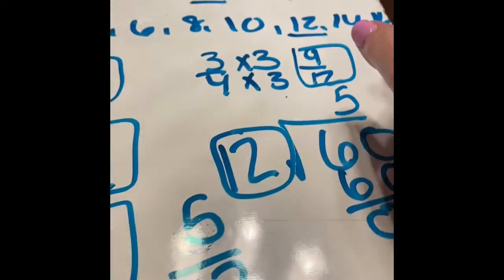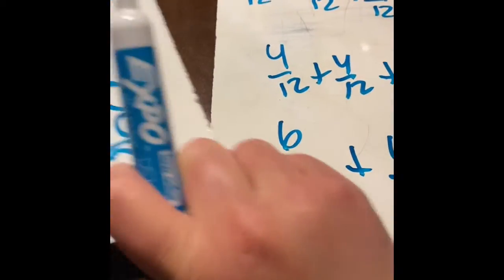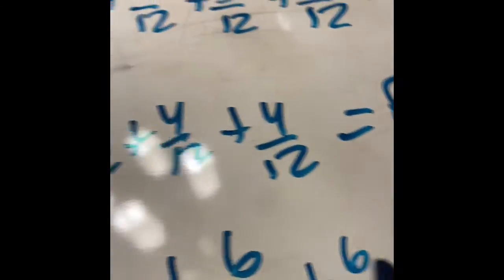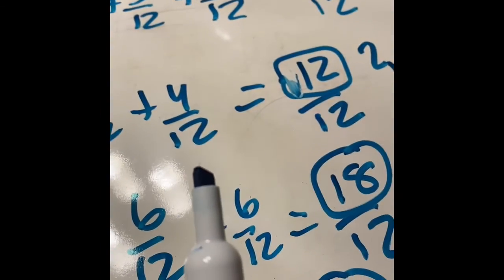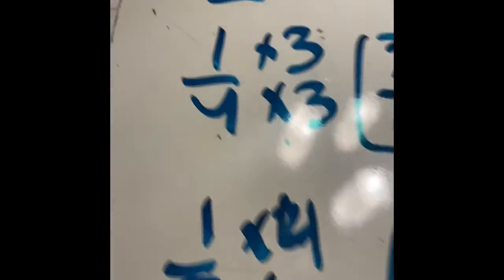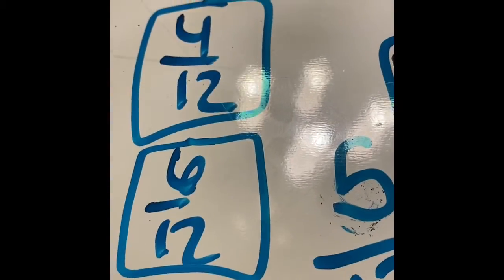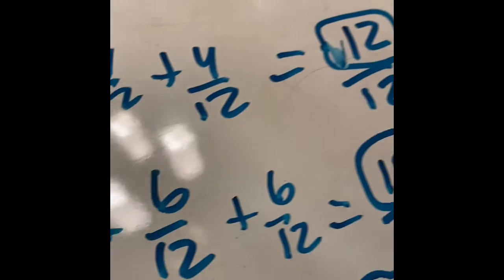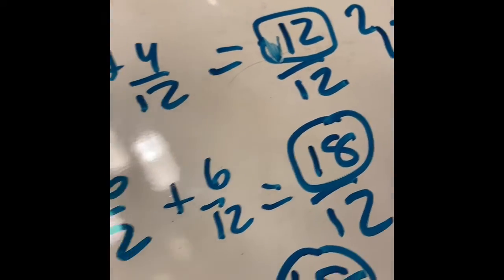Okay? Then I went over here and I started with my 1/4. My 1/4 is now 3/12. I had 4 1/4s. So I added 3/12 4 times. 1, 2, 3, 4, and got 12/12. Next was 1/3. I had 3 1/3s. My 1/3 is now 4/12. So I added 4/12 3 times. 1, 2, 3, 4, and I got 12/12.